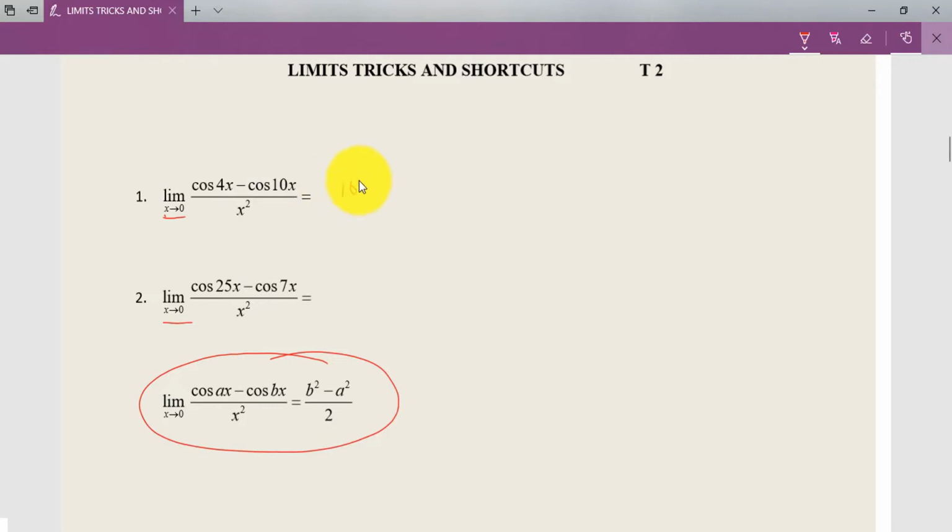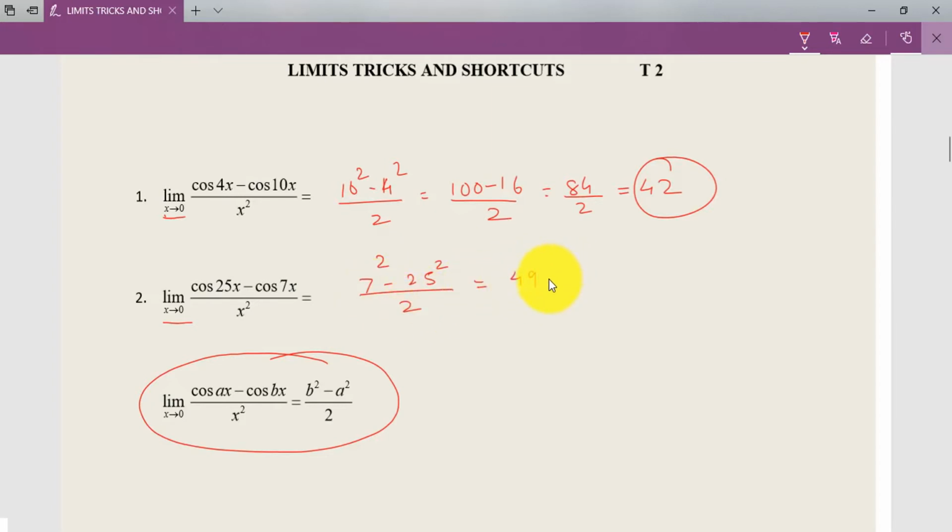So here it is 10 square minus 4 square divided by 2. So this is 100 minus 16 divided by 2, which is equal to 84 divided by 2, and it is 42. So your answer is 42. And here my b is 7 and a is 25. So 7 square minus 25 square divided by 2. So this is 49 minus 625 divided by 2, which will give you minus 288, and this is your solution, right?